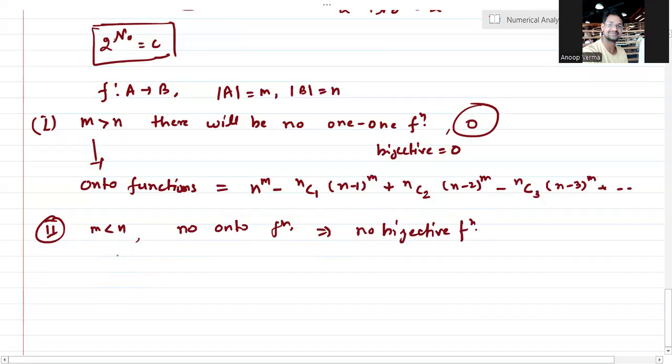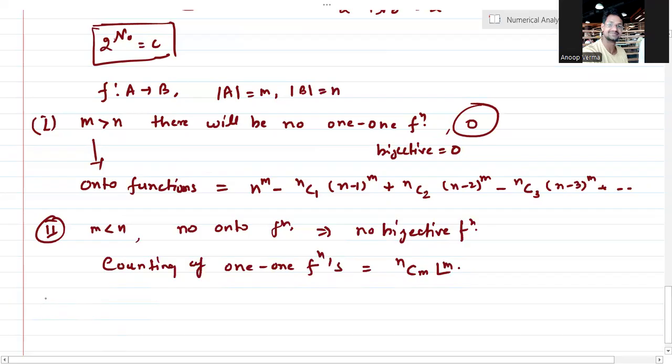One-one functions. How many one-one functions will be there? Counting of one-one functions. That will be equal to nPm, that is nCm times factorial m.